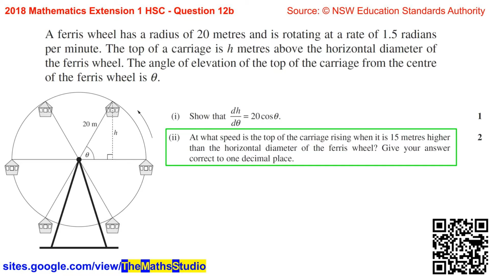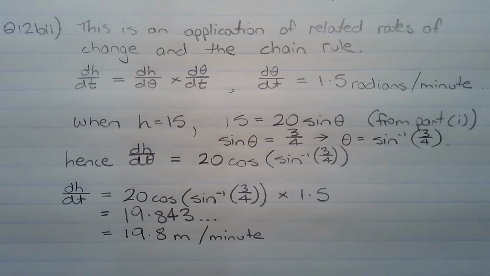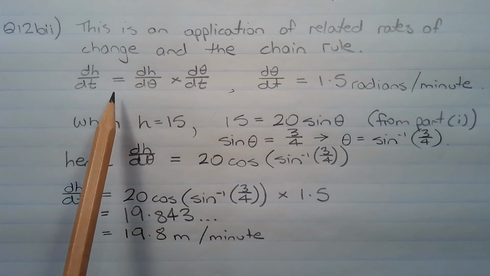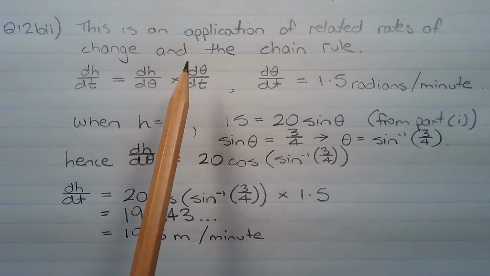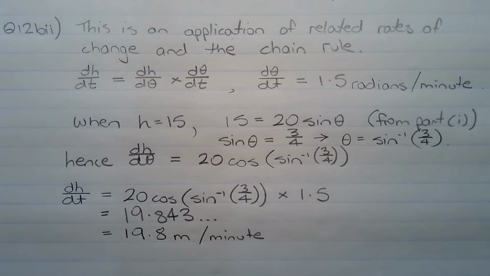Part 2. At what speed is the top of the carriage rising when it is 15 meters higher than the horizontal diameter of the Ferris wheel? Give your answer correct to one decimal place. This is an application of related rates of change and the chain rule. Now dh/dt represents the speed of the carriage with respect to time, and by the chain rule, dh/dt is equal to dh/dθ times dθ/dt. And it's given that dθ/dt is equal to 1.5 radians per minute.